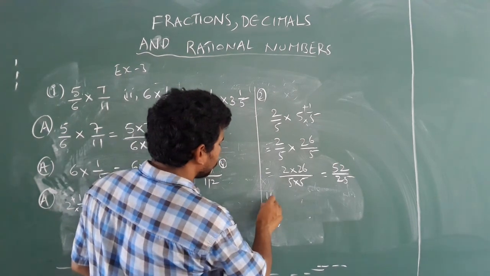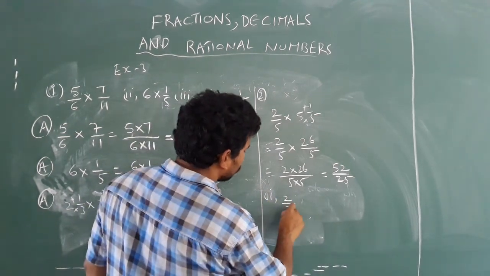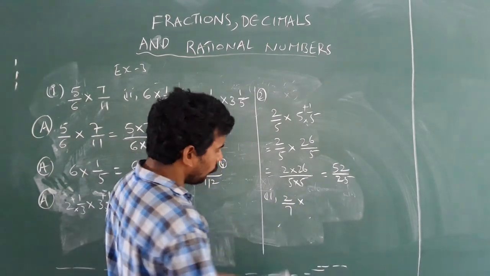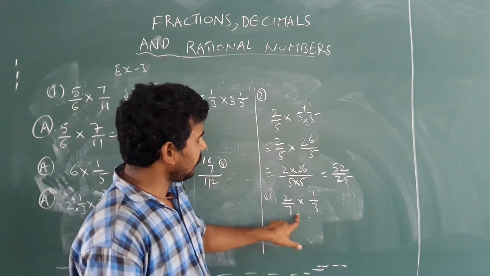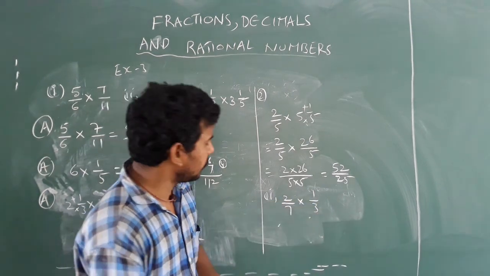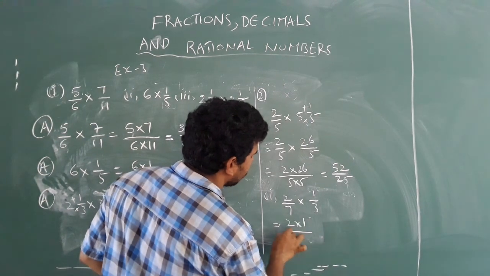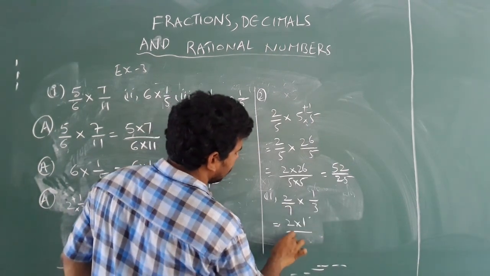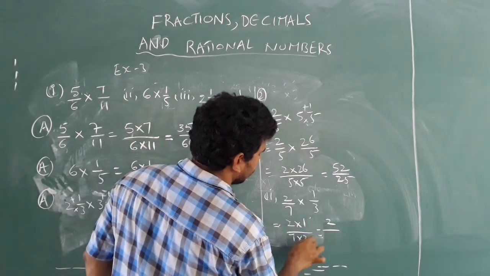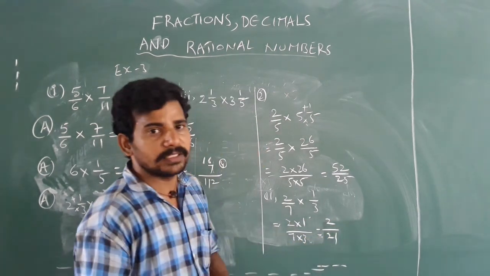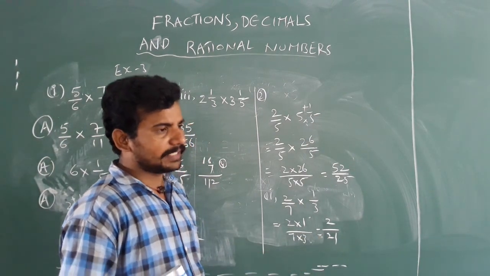Second problem, 2 by 7 into 1 by 3. What, children? 2 by 7 into 1 by 3. So same process. Numerator into numerator, 2 into 1 by 7 into 3. 2 1s are 2, 7 3s are 21. This is the answer. Next question.